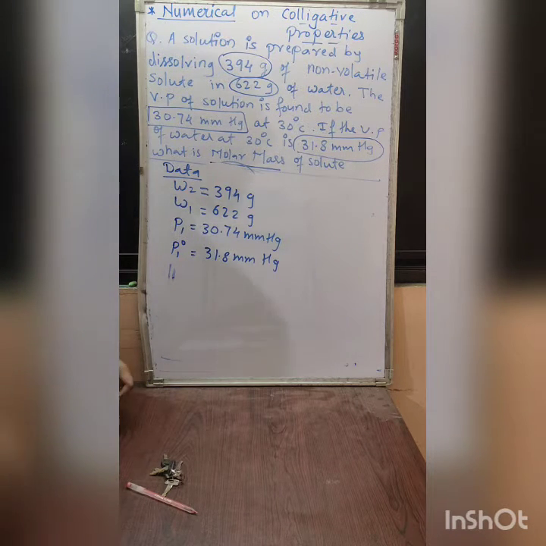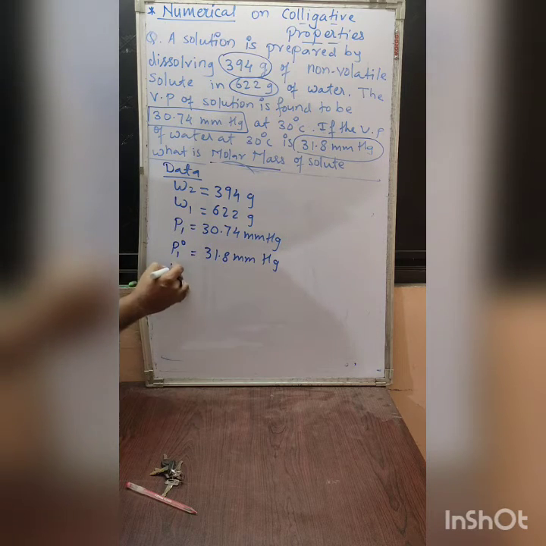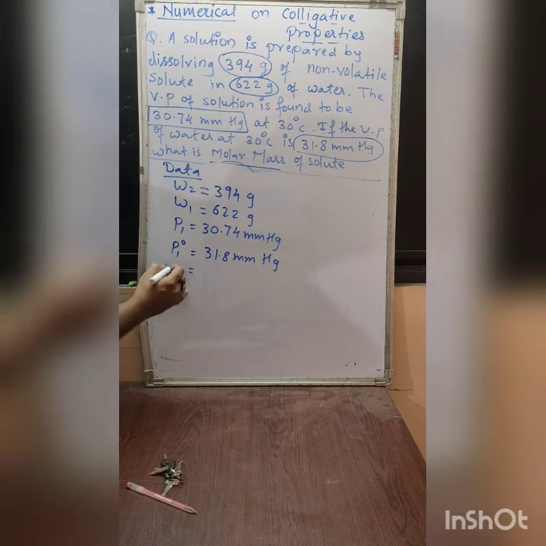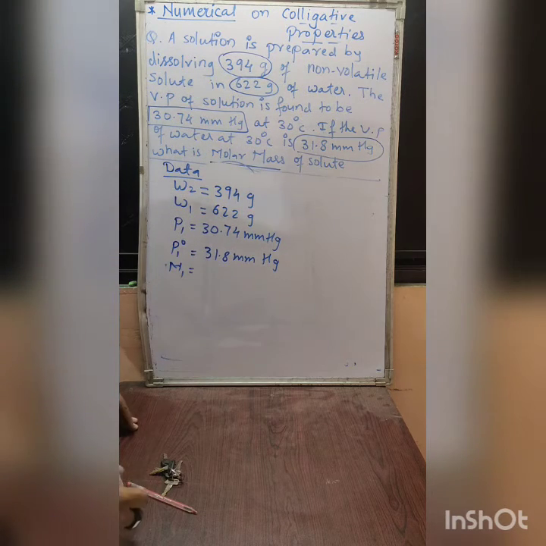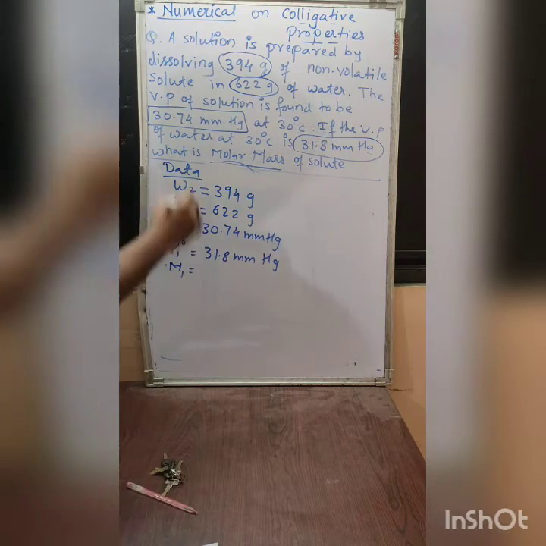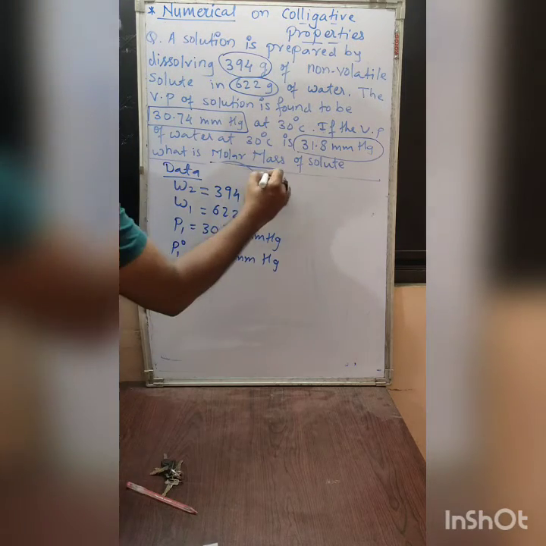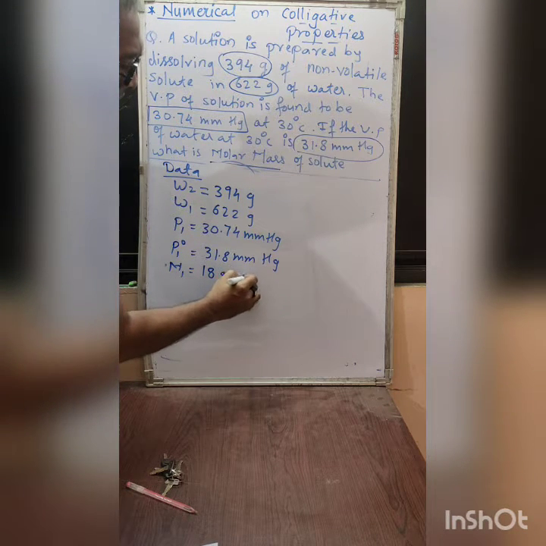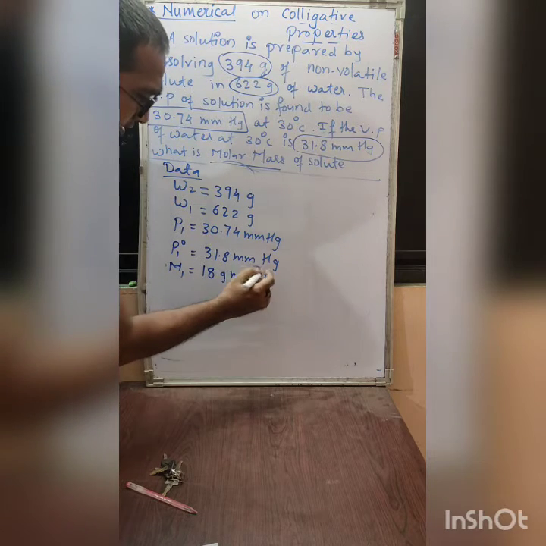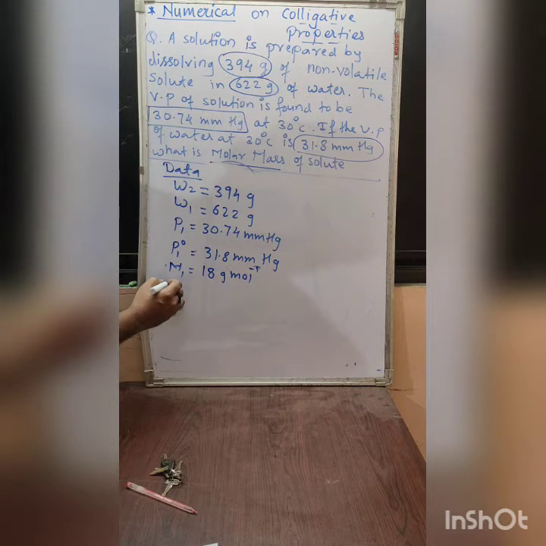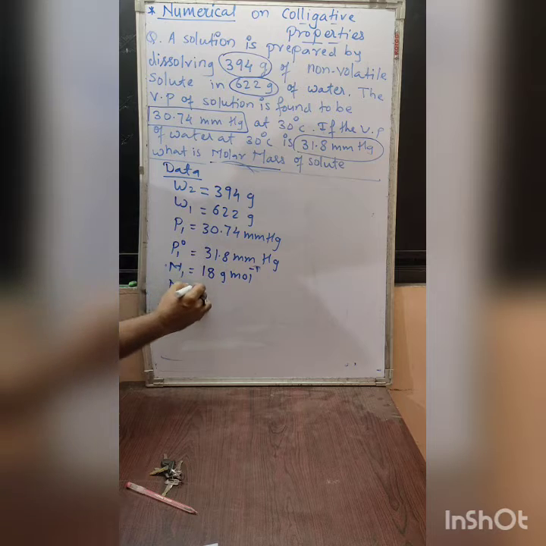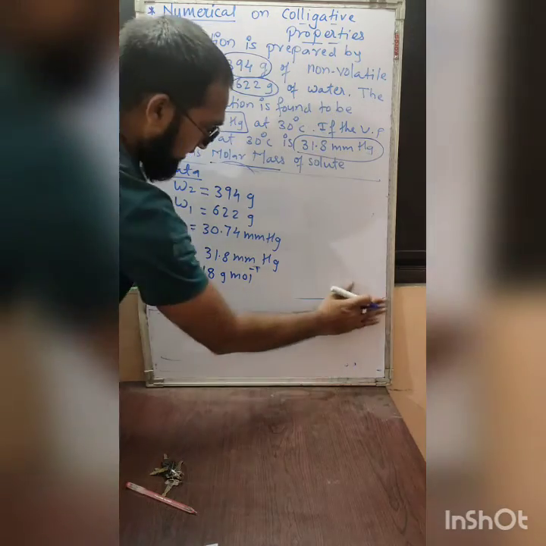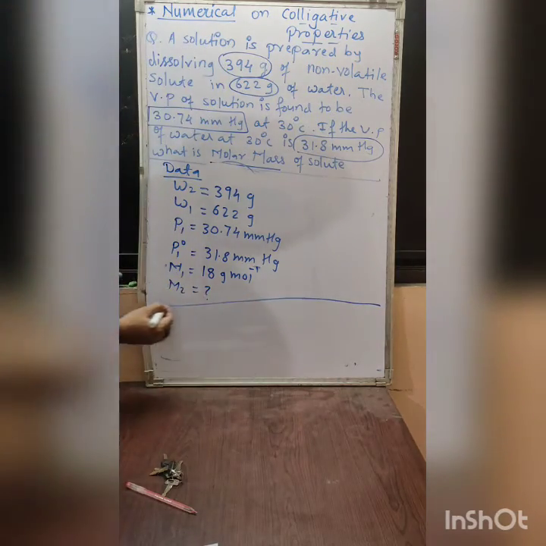One more value has to be written, that is M1, the molar mass of water, because your solvent is water here. If we calculate the molar mass of water, we get 18 gram per mole. And we have to find M2, that is the molar mass of the solid.